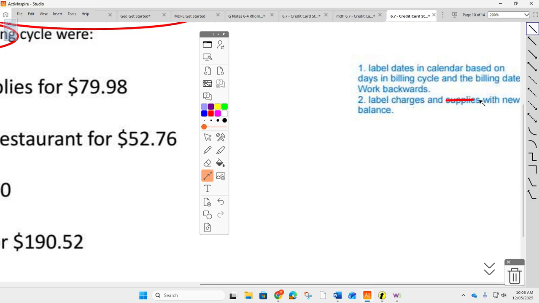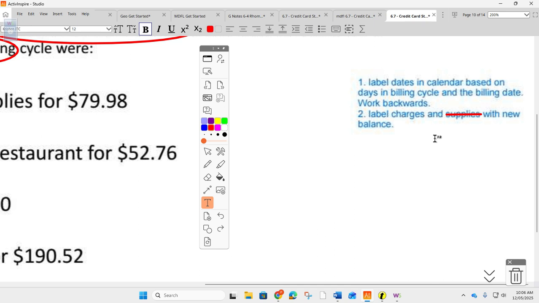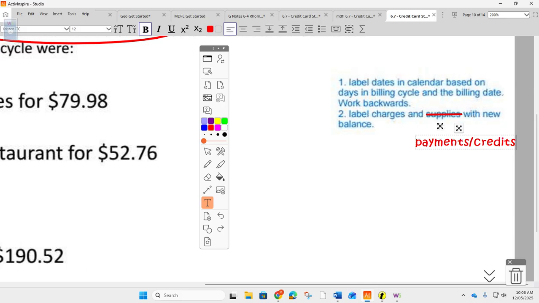Supposed to say, and every time the balance changes, you adjust it and you label it in the calendar. Oh, food.